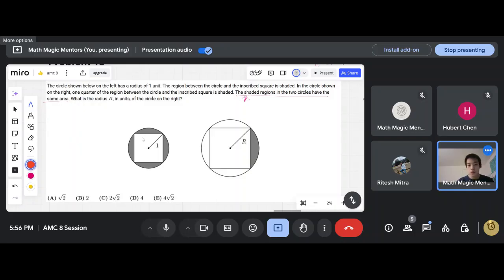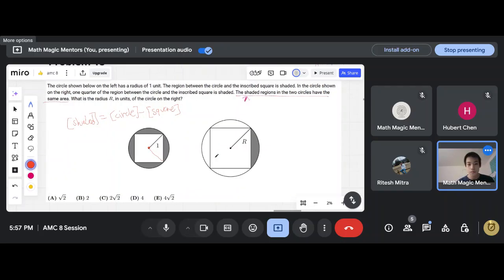So what's the shaded region of this one? Well, the shaded region is just the area of the circle minus the area of the square. You guys see that? Think about cookie cutting: if you have a circle cookie and you cut a square out of it, you're going to get the shaded region.